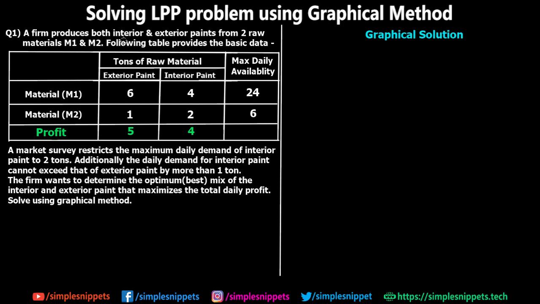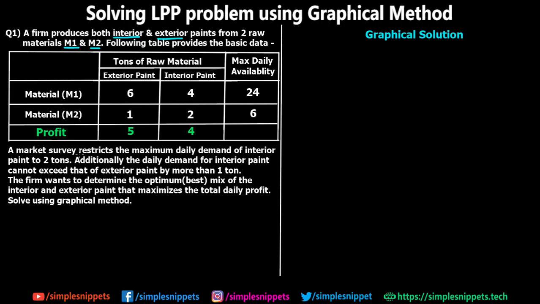Okay, so as you can see on the left hand side, I have a big question. I'm just quickly going to read it because there's a lot to cover in this video. A firm produces both interior and exterior paint from two raw materials M1 and M2, and they have already given us the table. So we don't have to make the table in this case. This will make it a little bit easy for us. Of course, we've seen how to formulate the table in the past two videos, so if you watched that, this should not be a difficulty for you. This is that table. We'll come to the table in a minute. Let's first read the constraints.